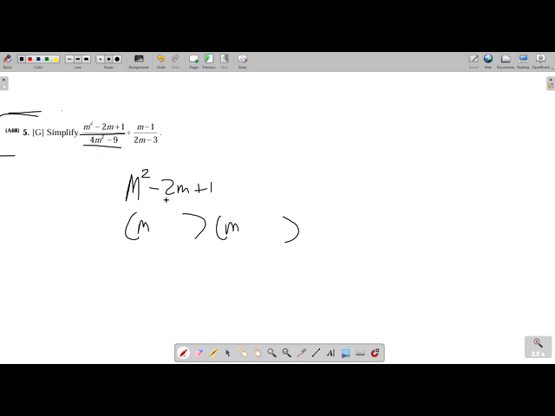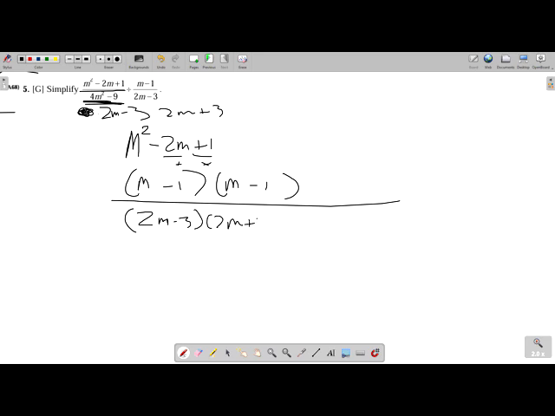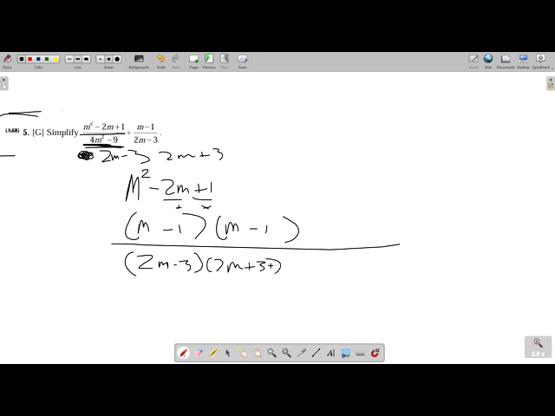What do you have that you need to multiply to get 1 but add to get minus 2? It's going to be m minus 1, m minus 1. For the denominator of the first fraction, it's 4m squared minus 9. We can simplify it into 2m minus 3, 2m plus 3, because they're both perfect squares of 9 and 4. So 2m minus 3, 2m plus 3.